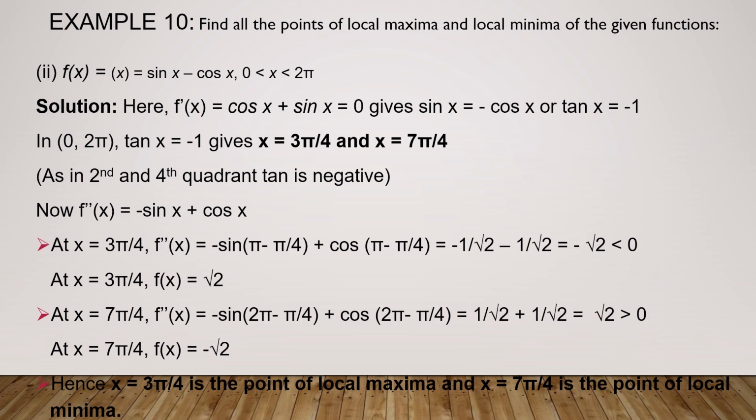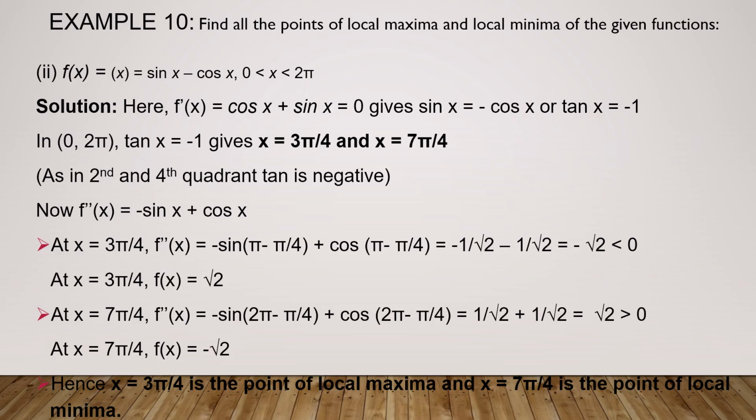Again at x is equal to 7 pi by 4, the value of our function f(x) is minus root 2. So now, since f double dash of x is less than 0 for x equal to 3 pi by 4, x equal to 3 pi by 4 is a point of local maxima, and x equal to 7 pi by 4 is a point of local minima because the second derivative is greater than 0. Correct? And we have also found the value of the function at the given points.